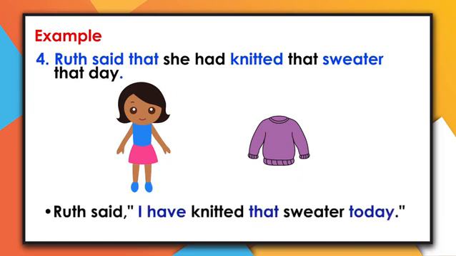Leave some space and put the open quotation marks up there, as you can see on your screen. Then we write the actual words of the speaker, beginning with a capital letter, and we say, I have knitted that sweater today. After writing those actual words of the speaker, I'm going to put a full stop. I leave some space, then I put my close quotation marks.